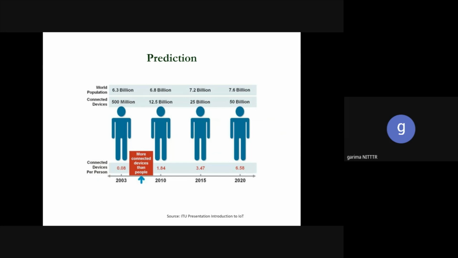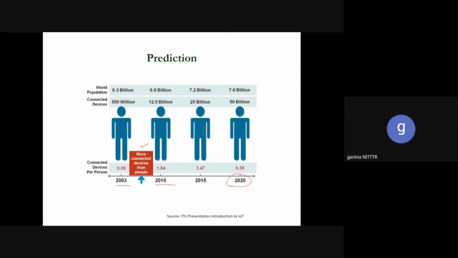This was another prediction, by the ITU, presented in one presentation about introduction to IoT. As we have said, in the year 2008-9 the number of devices connected to the internet was greater than the number of human beings, and that was also reported in the ITU report. They said that in 2003 approximately 0.08 connected devices per person were available. Then in 2008-9 there were more connected devices than people, and in 2010 it was 1.84 devices. By the year 2020 it was 6.58, or approximately 7 devices connected per person.